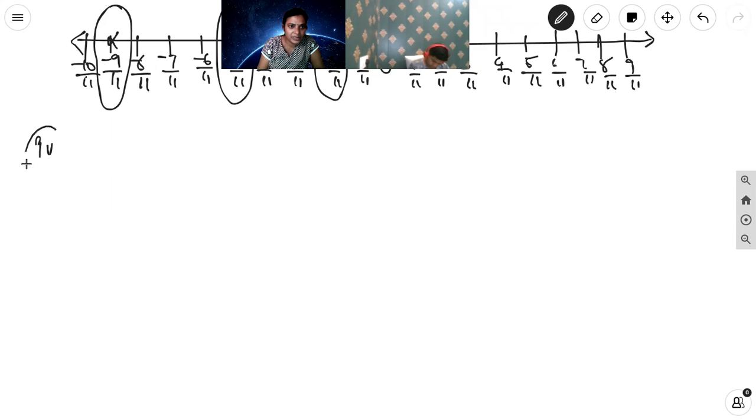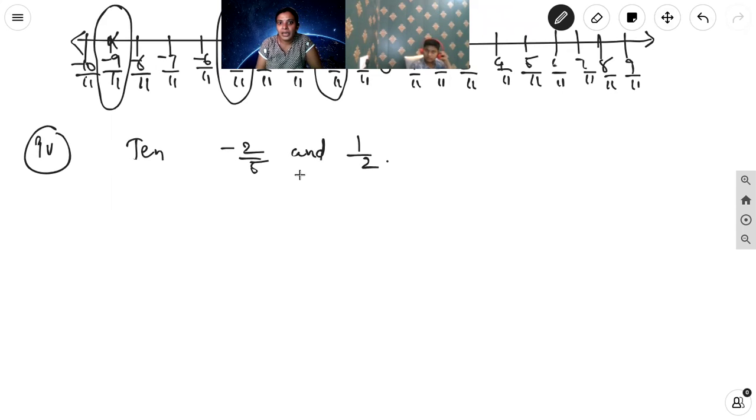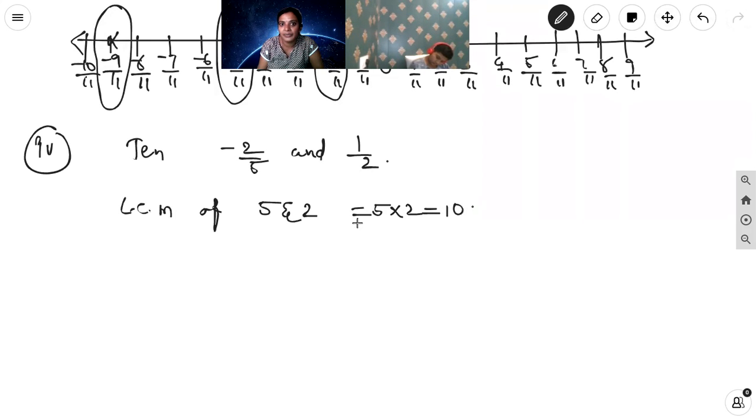10 rational numbers between minus 2 by 5 and 1 by 2. Here, in this case, take the LCM. LCM of 5 and 2 is 10.